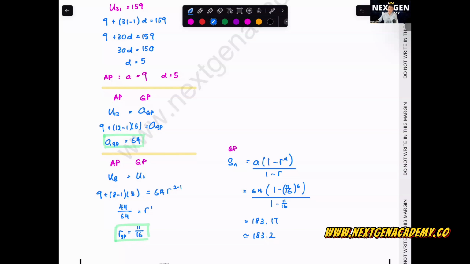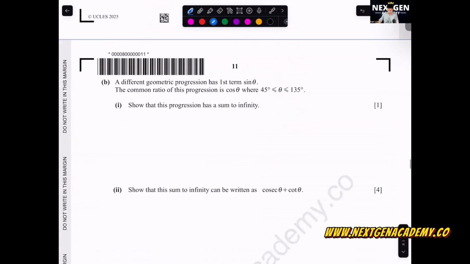Question A is just a long question, but just fit everything into the formulas for arithmetic and geometric progressions. Let's go to question B. A different geometric progression has first term sine theta. The common ratio of this progression is cos theta, where theta is from 45 to 135 degrees. Show that this progression has a sum to infinity.